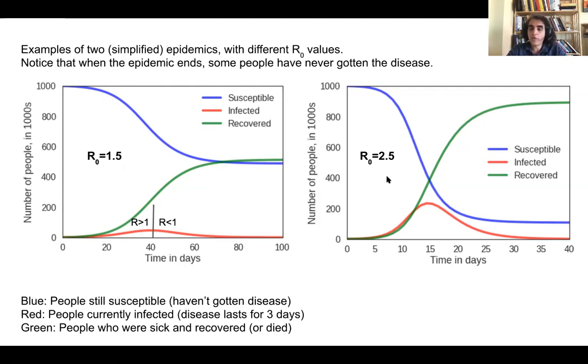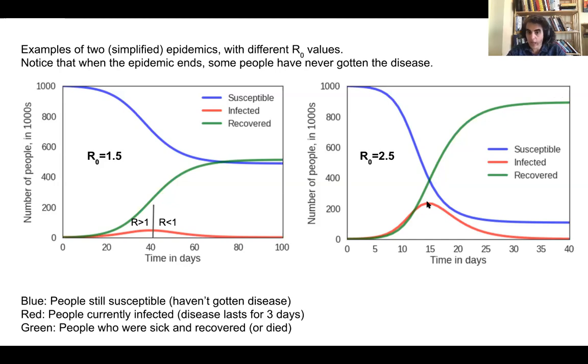We see the same thing over here with this larger R naught value. Many more people would get sick with this more contagious disease, but even so, about 15% of the population never caught it. Almost everybody is recovered, but not all of them. So that's one thing to notice.